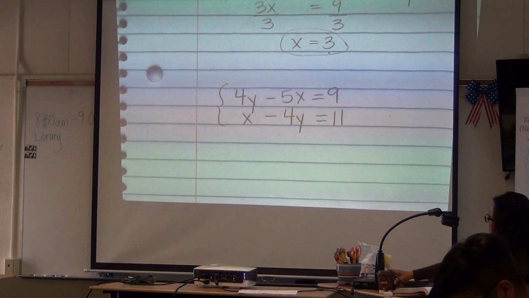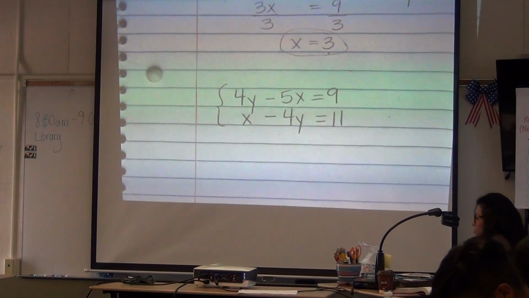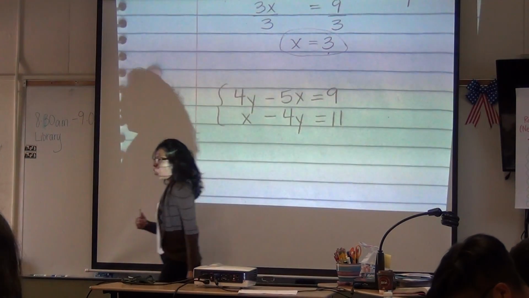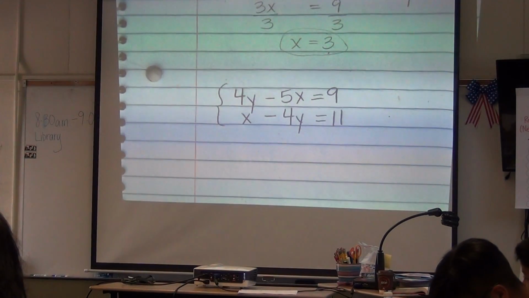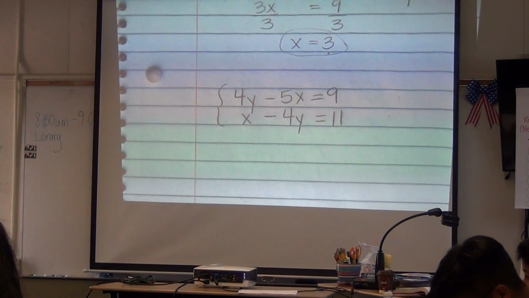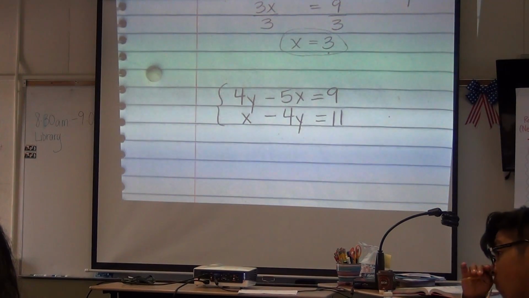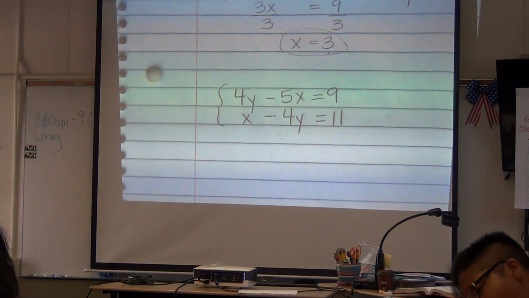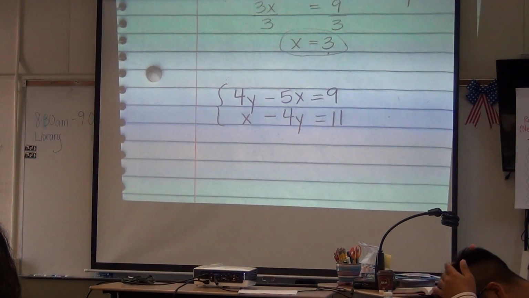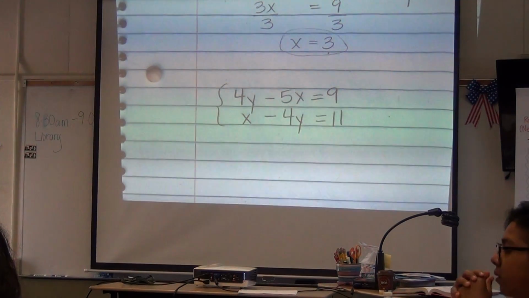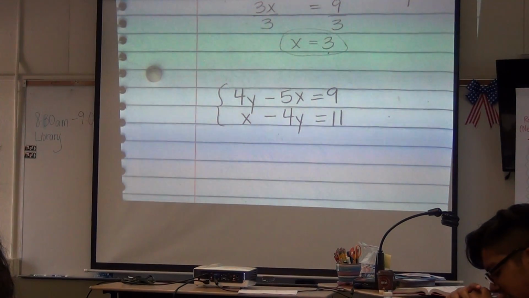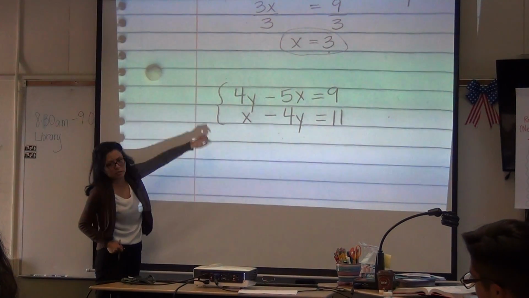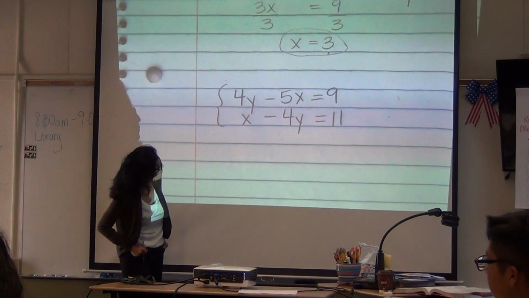If one of the variables is not isolated, or neither of the equations has a variable that is isolated, then for this one, we're going to have to isolate one of the variables. Now, I don't want you to solve by elimination. We're going to use the substitution method. So, before we begin, we are going to have to rewrite one of the equations. Should we rewrite the first one or the second one? The second one. Okay.